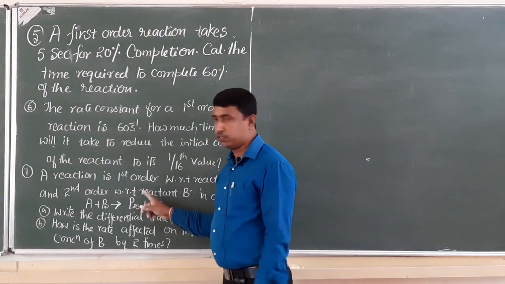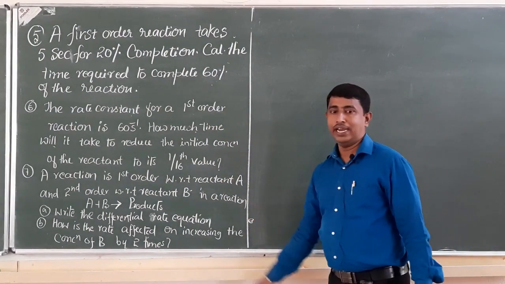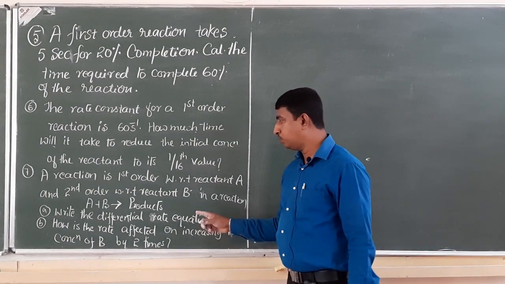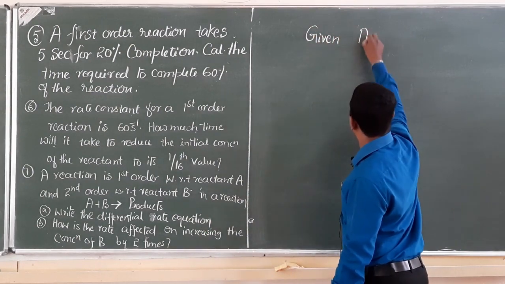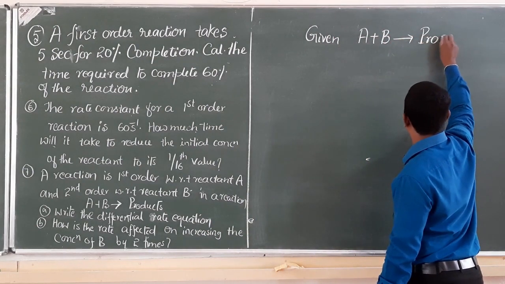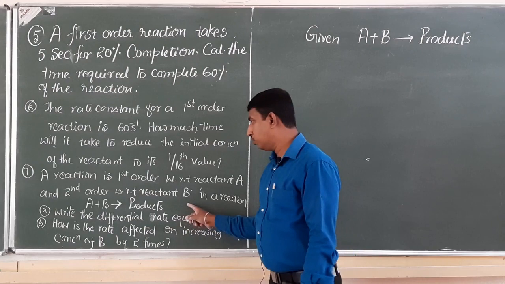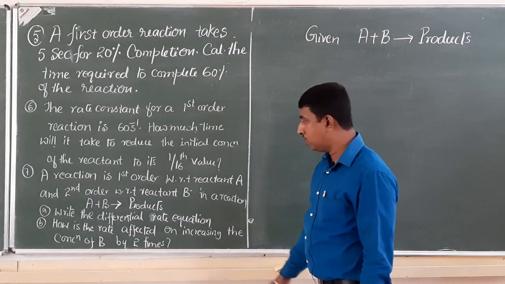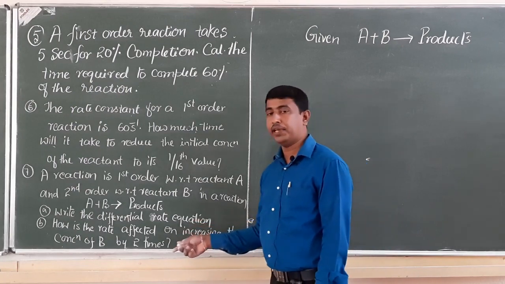Last one, this is the 2-mark question. A reaction is first order with respect to reactant A and second order with respect to reactant B, in a reaction A plus B giving products. So they are given a chemical reaction. Let us write down that reaction, that is A plus B giving products. What is the question? Write the differential rate equation. That is the first question. Second question, how is rate affected on increasing the concentration of reactant B by 2 times?